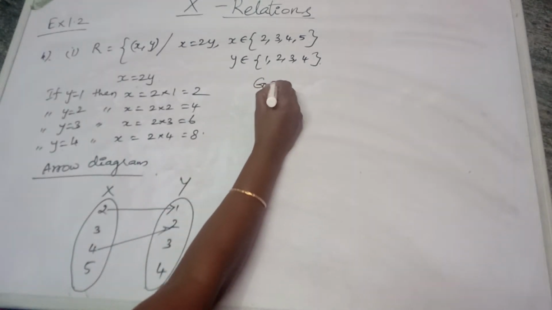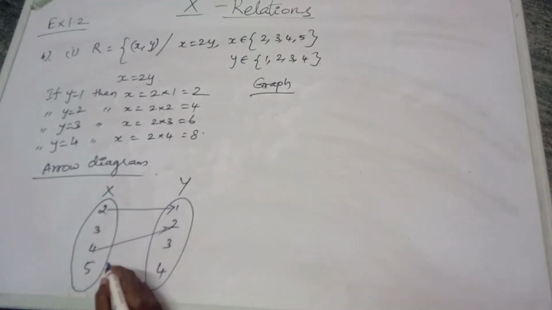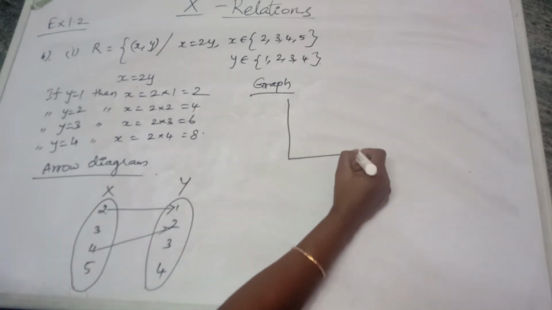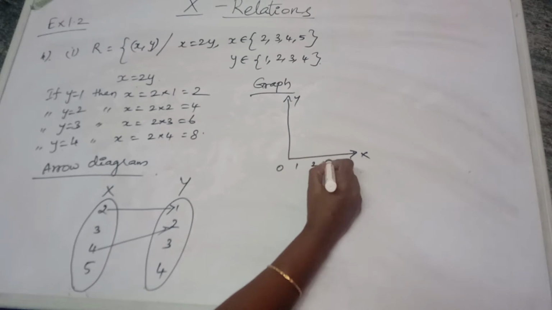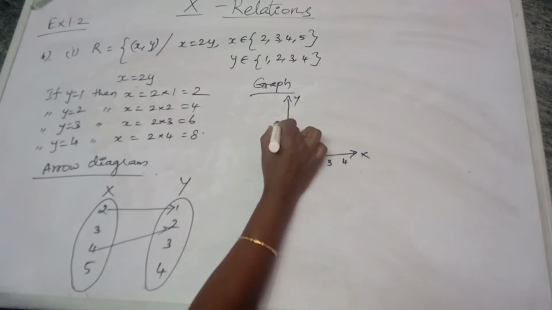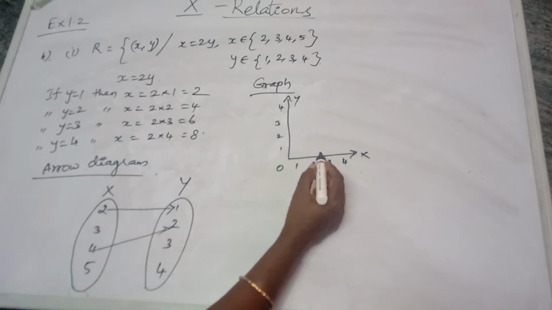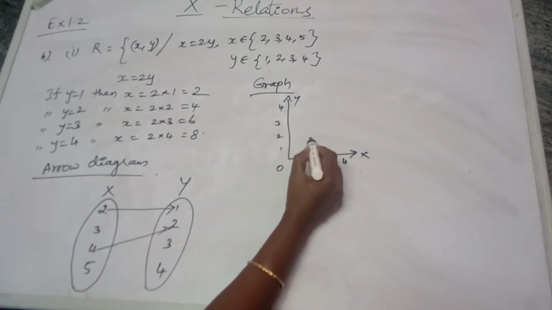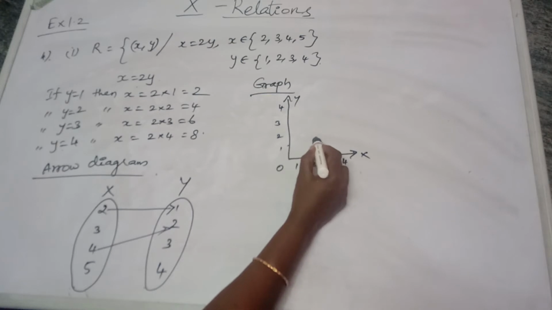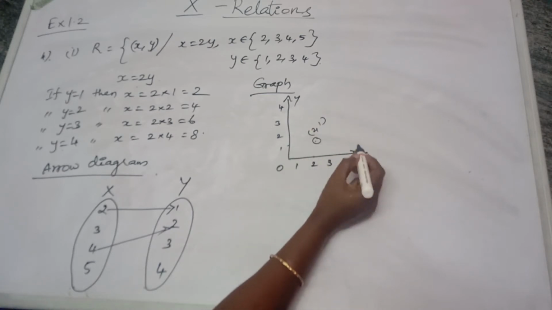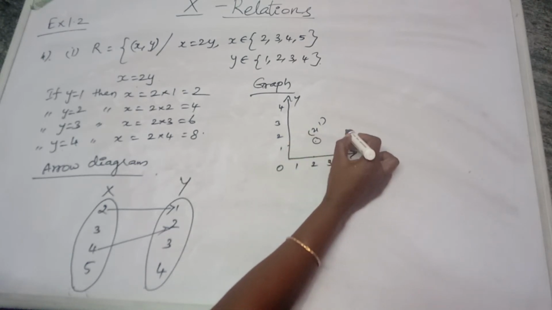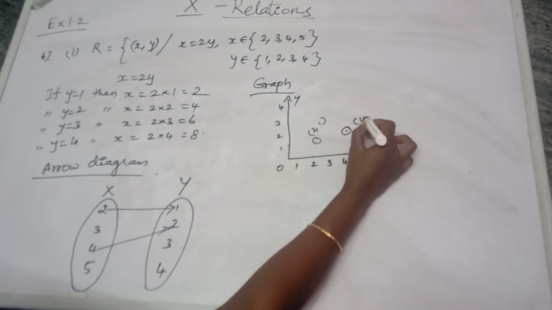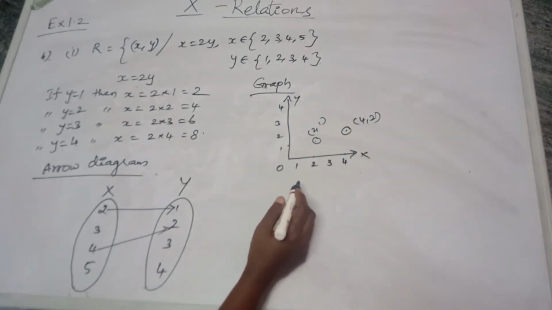And graph, how to draw the graph? Since all are positive numbers, we can take the first coordinate as the x axis and this is the y axis and 0. We can take 1 2 3 4 here, and here also 1 2 3 4. Then (2, 1). So you have to take 2 from the x axis and 1 from the y axis. It will meet at this point. Okay, so this is (2, 1). And then (4, 2). 4 is here and 2 is here. It will meet at that place. So this point is (4, 2). This is the graph. Okay, and then the next one they have asked is roster form.